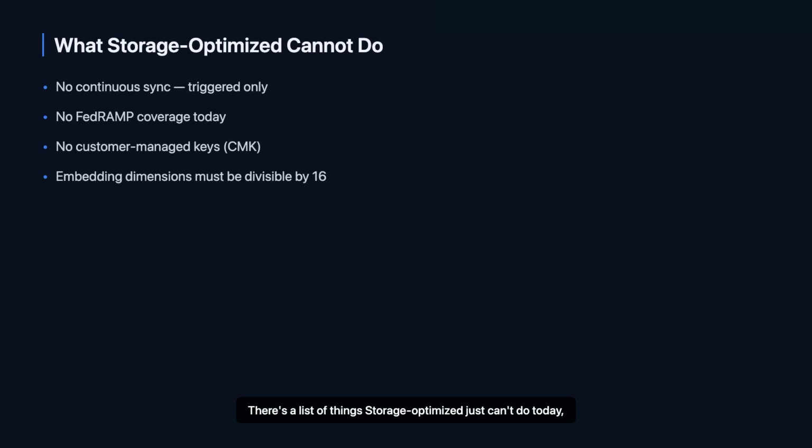There's a list of things storage optimized just can't do today, and these are the constraints that force the decision. No continuous sync, triggered only. No FedRAMP coverage, which is a hard blocker for federal workloads. No customer-managed keys, which rules out a lot of regulated industries, and the embedding dimension constraint, divisible by 16, is a real consideration if you're bringing your own model.